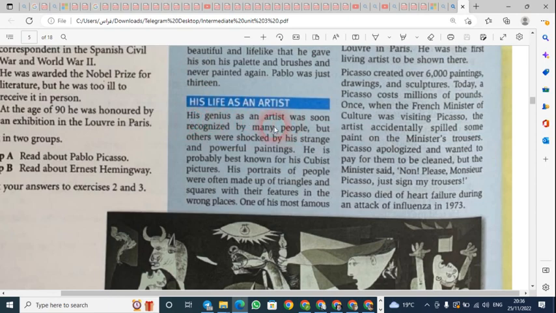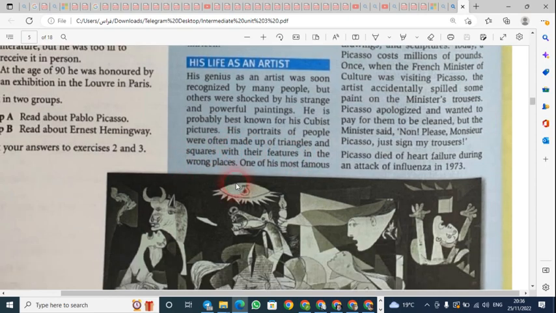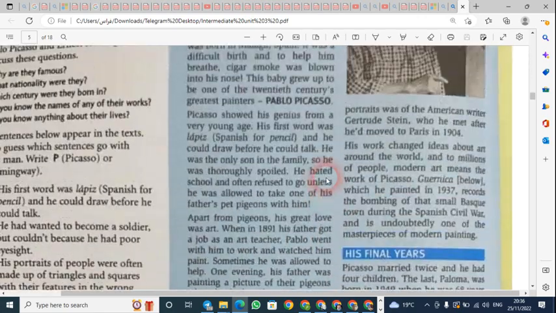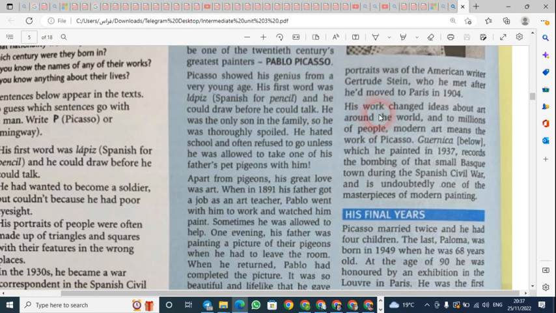His life as an artist. His genius as an artist was soon recognized by many people, but others were shocked by his strange and powerful paintings. He is probably best known for his cubist pictures. His portraits of people were often made up of triangles and squares, with their features in the wrong places. One of his most famous portraits was of the American writer Gertrude Stein, who he met after he had moved to Paris in 1904. His work changed ideas about art around the world, and to millions of people, modern art means the work of Picasso.